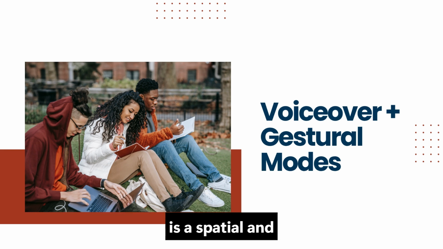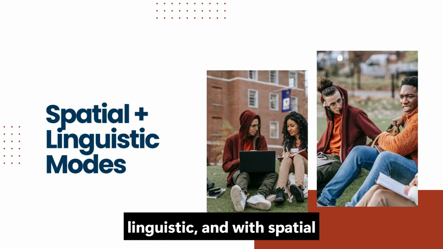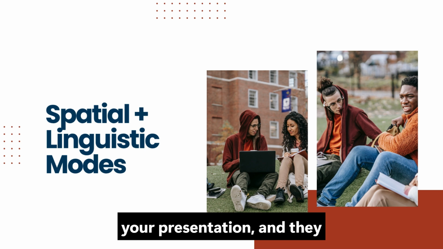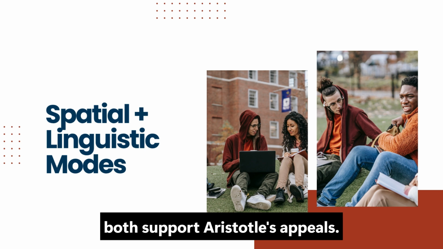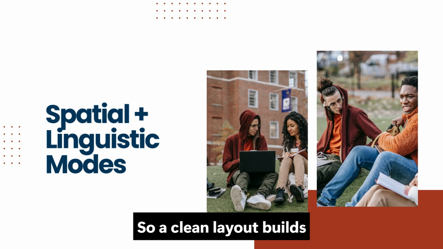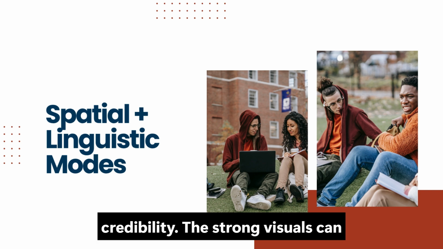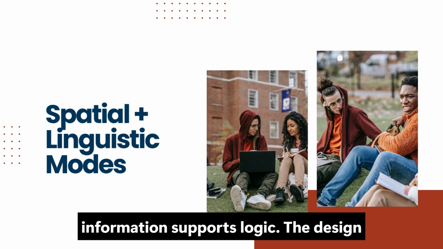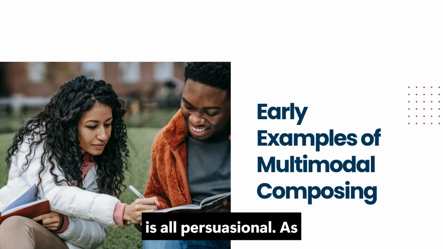Then there is spatial and linguistic. With spatial and linguistic, it's how you place the images and the text in your presentation. And they both support Aristotle's appeals. So a clean layout builds credibility. The strong visuals can spark emotion. So the organized information supports logic. The design is all persuasional.